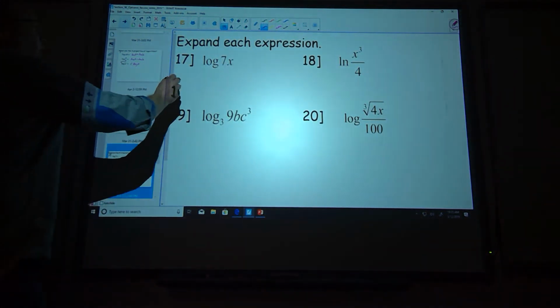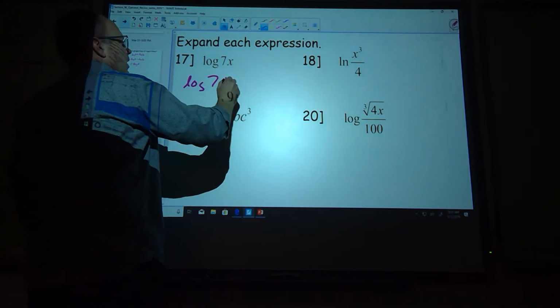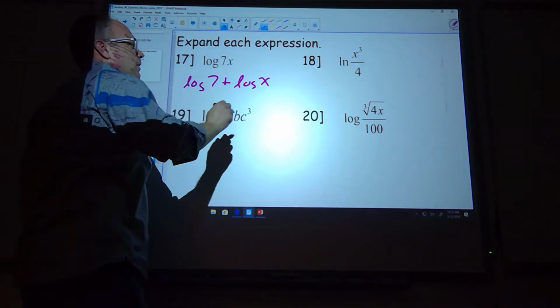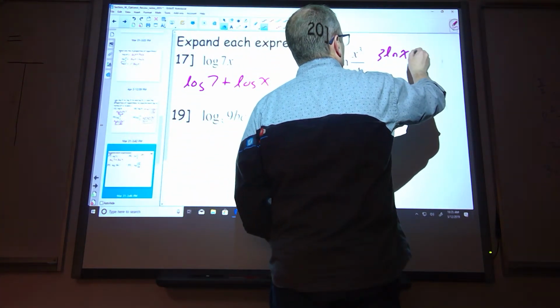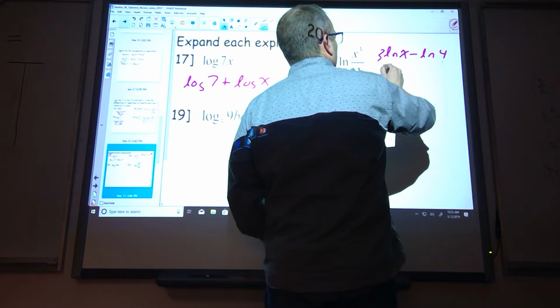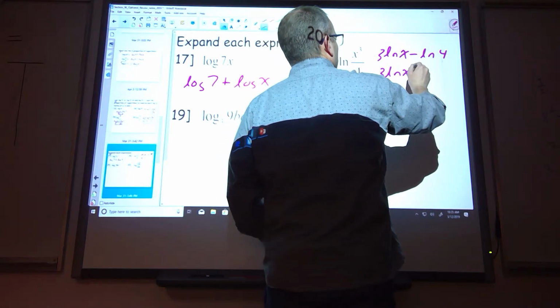Expand each expression. So log 7 plus log x. There's nothing more I can do there. This one would become 3 ln x minus ln 4. Of course, you could also probably have it like this.